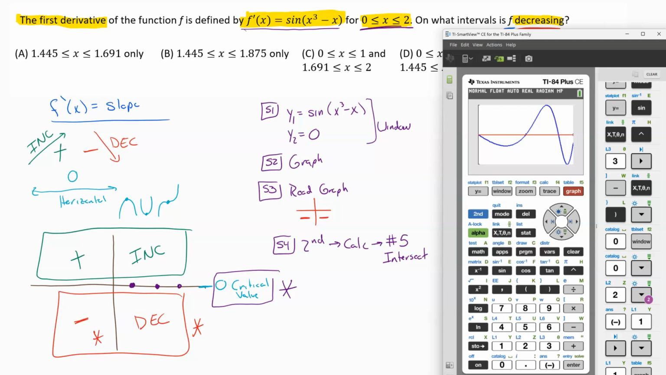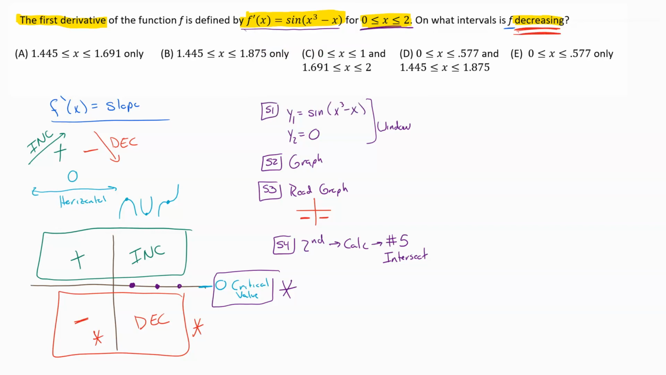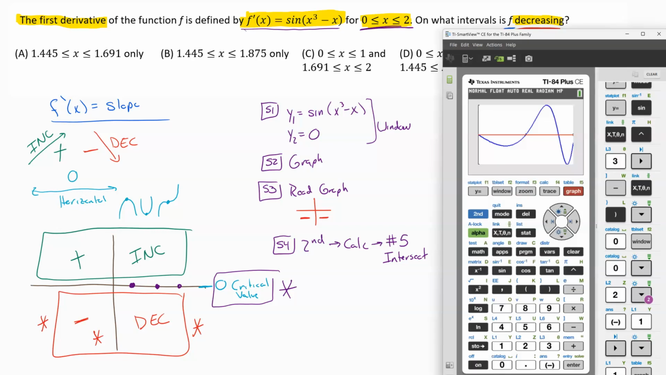So what I can see is, in this situation, I'm worried about where it's negative, right? We wanted to know where it's decreasing, so we're looking for where it's down below that x-axis. And what you'll see here is you can see that this graph is down below the x-axis, starting over here on the left, and then ending right here in the middle someplace. So that's a decreasing section there.